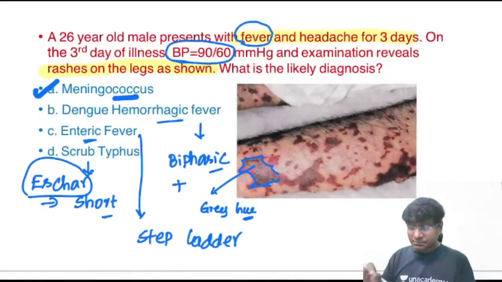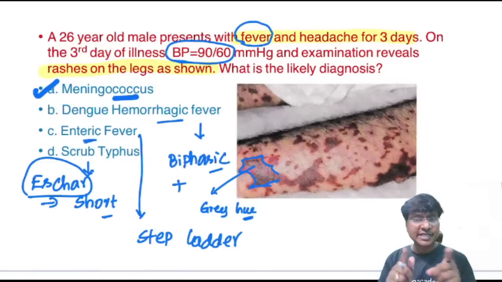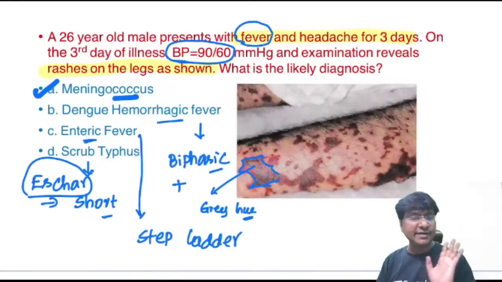Okay. So now let me quickly recap about meningococcal meningitis. The presentation will be in the form of fever, headache, vomiting, delirium and convulsions. On examination, you will have petechial rash on the skin and mucous membrane, and you will have all the signs of meningitis: neck stiffness, Kernig sign and Brudzinski's sign.